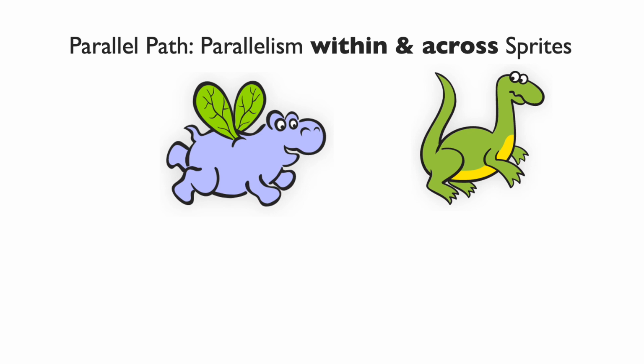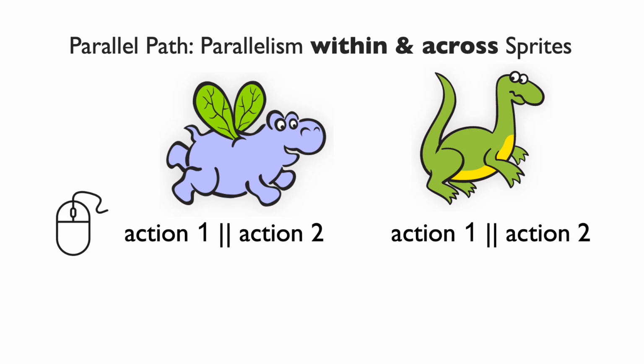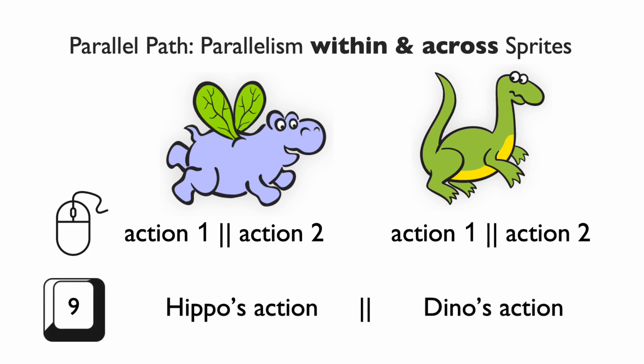The last project we will focus on is called Parallel Path. In this project, students were presented with 2 sprites with either sequential or parallel actions depending on the number that they pressed. Students were then asked to modify the project so that when a mouse was clicked, each individual sprite would have within sprite parallelism, or each sprite would do 2 actions in parallel. And when the number 9 key was pressed, there would be parallelism across sprites, or 2 sprites doing a single action in parallel.